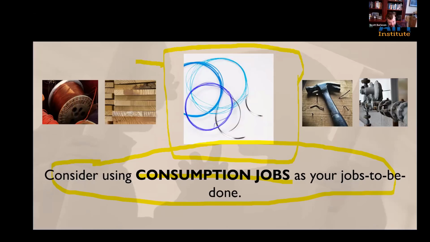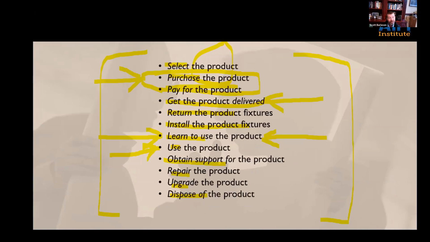So with the sutures, right? If we're innovating the suture itself, we're going to that job of closing wounds, and how well it does with that job of closing wounds. But when we go to consumption jobs, we're not innovating the suture as much as we are selecting the suture, purchasing the suture, obtaining support for the suture. So again, all these won't necessarily apply. But any questions about consumption jobs versus the core job?